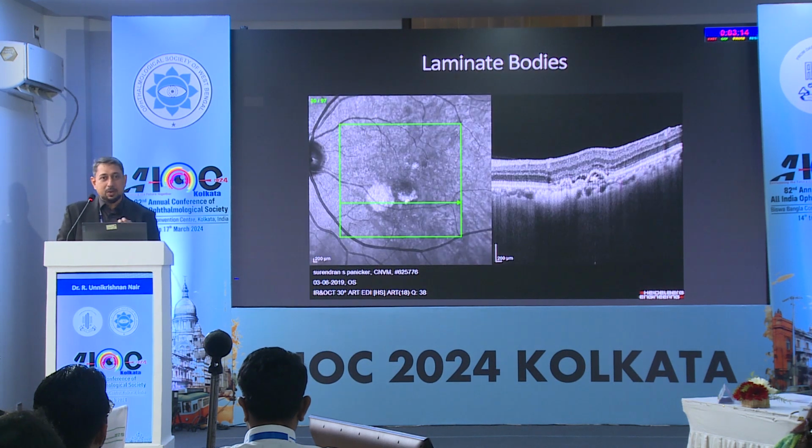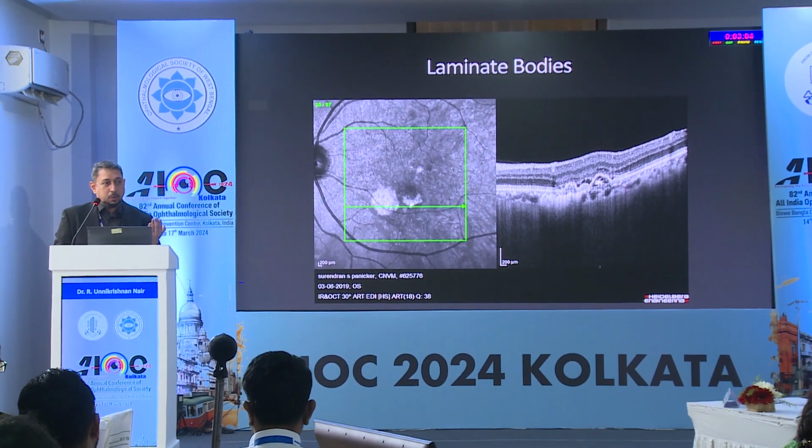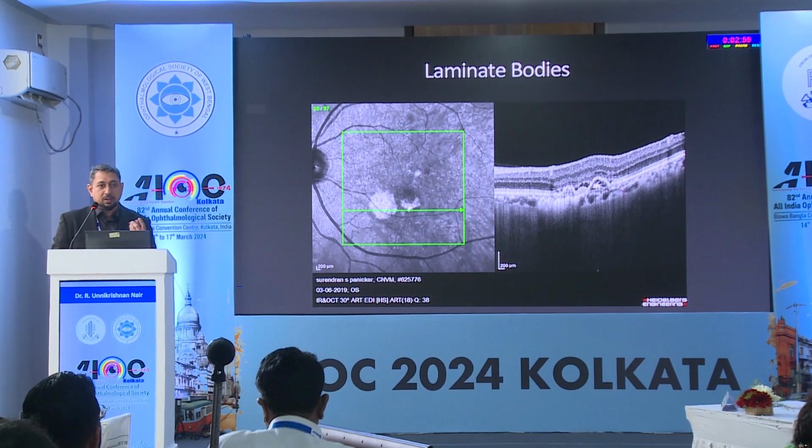This is another example having laminate. You see the laminate inside the PED. Laminate bodies are the same thing. These are comparatively good prognostic signs. You don't have to be highly aggressive with anti-VEGF. So these are two indications: multi-layering, multi-lamination, and the presence of subretinal fluid alone.